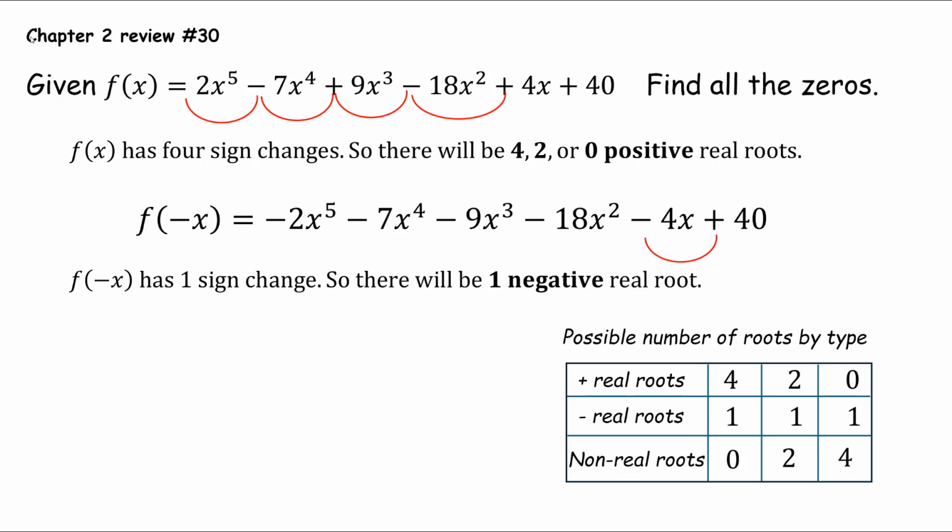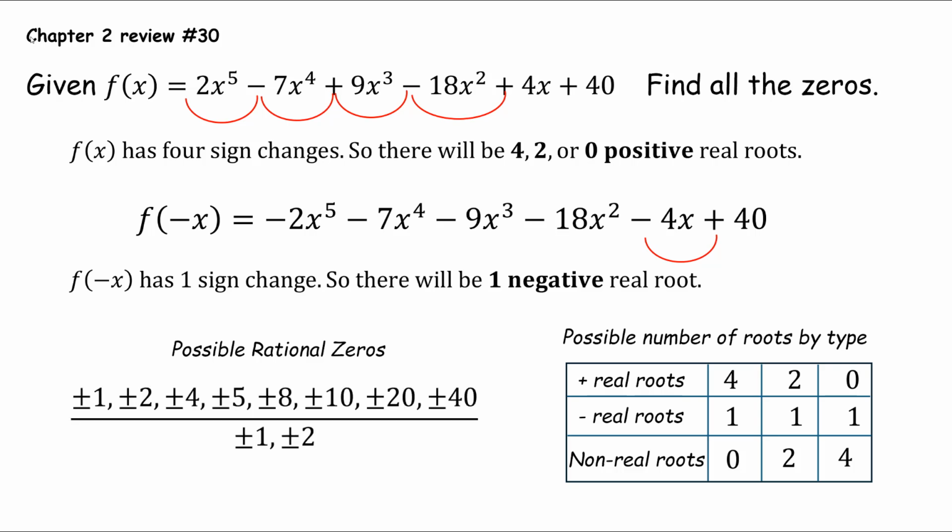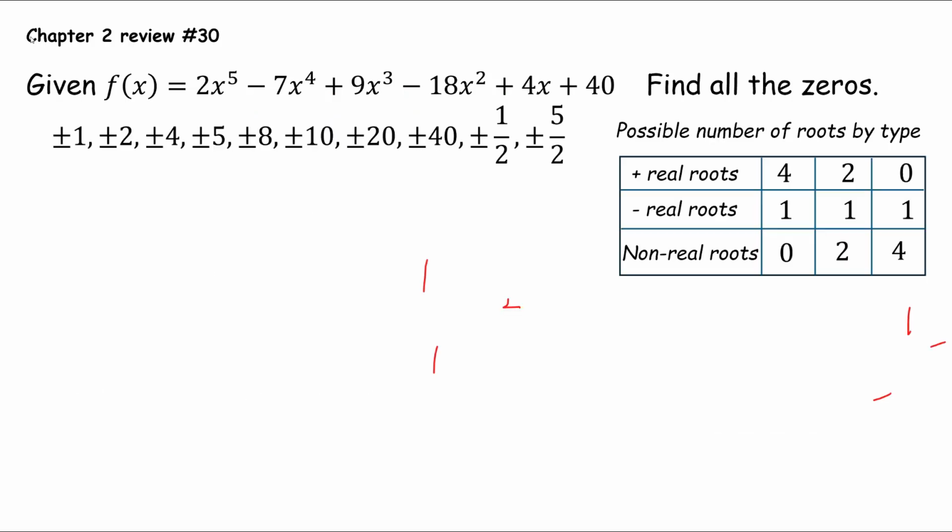Okay, then if we use the rational roots theorem, we can figure out what all the possible rational zeros would be. They are represented by all the factors of 40 on top and the factors of 2 on the bottom. So if we look at that, we have plus or minus 1, plus or minus 2, plus or minus 4, all those up to plus or minus 1/2 and plus or minus 5/2 as the possible rational roots. So I'm going to start out by looking for that negative real root because we know it exists.